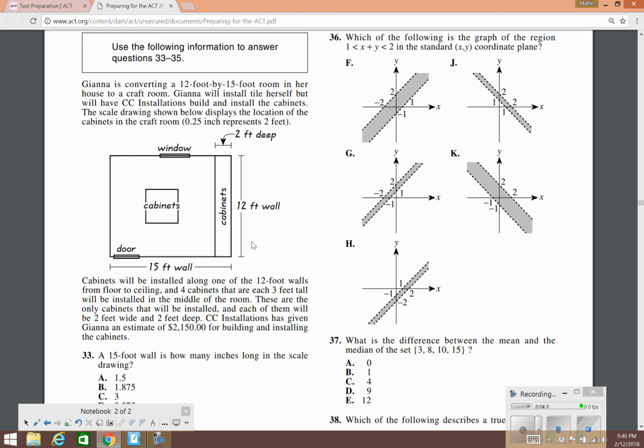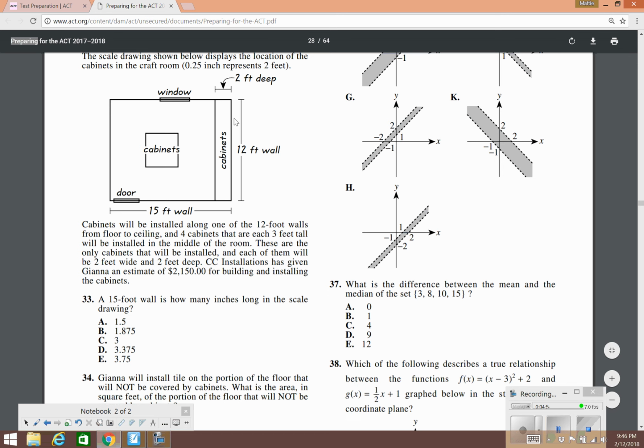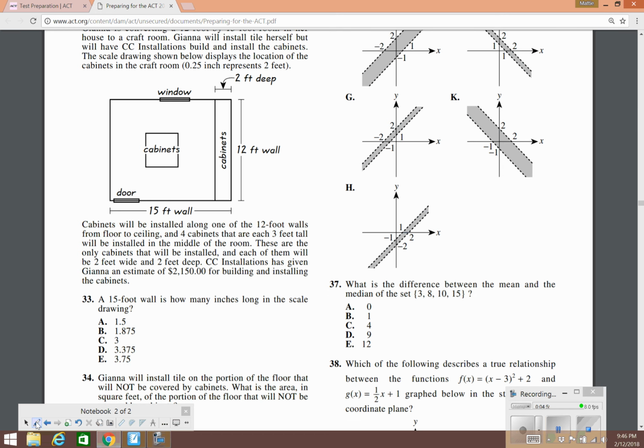Cabinets will be installed along one of the 12-foot walls from floor to ceiling, and 4 cabinets that are each 3 feet tall will be installed in the middle of the room. These are the only cabinets that will be installed, and each of them will be 2 feet wide and 2 feet deep. CC Installations has given Gianna an estimate of $2,150 for building and installing the cabinets. Okay, so now we're going to answer some questions about them. Number 33 says, a 15-foot wall is how many inches long in the scale drawing? So that's where the scale that they gave us comes into play, and we've actually worked a question like this pretty early on in the review.